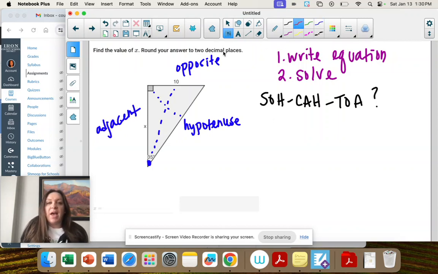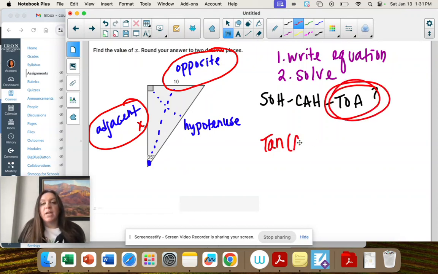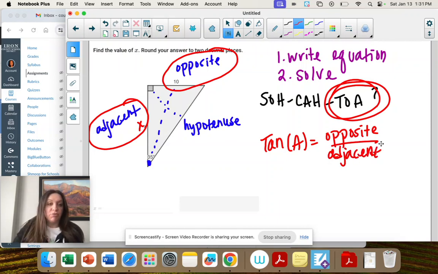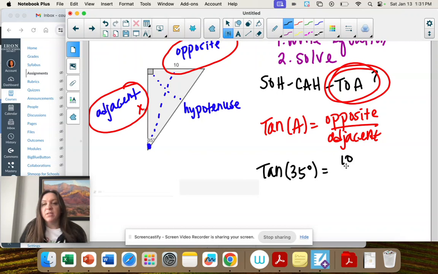So we have the opposite and we need to know the adjacent. That's x. So which one has O and A? That's the one we want to use. So tangent of some reference angle is opposite over adjacent. And we're going to do what we've been doing. We're going to fill in everything we know and write our equation. So tangent of 35 degrees equals opposite over adjacent.